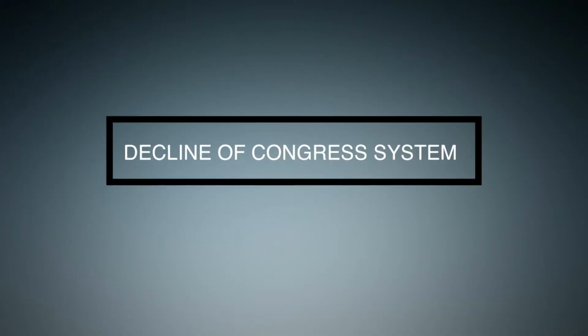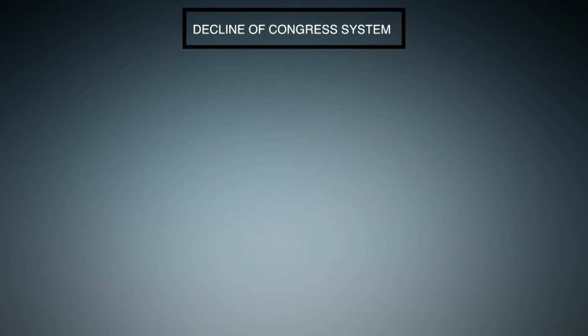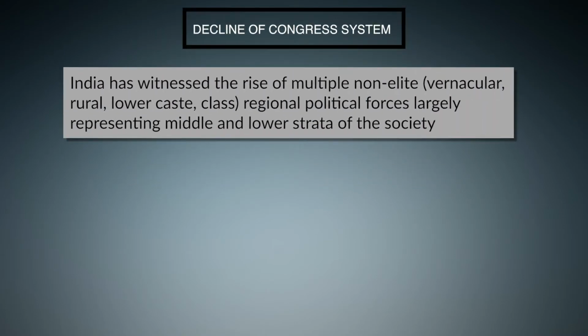With the decline of the Congress system, we see a different kind of populism and a different kind of politics starting to take place in India, which is non-elite, largely vernacular in nature, coming from the lower strata of society, both in terms of caste and class, and regional forces are largely representing the middle and the lower strata of society.